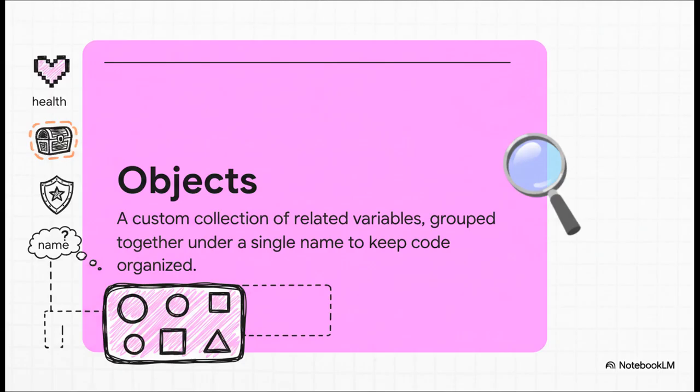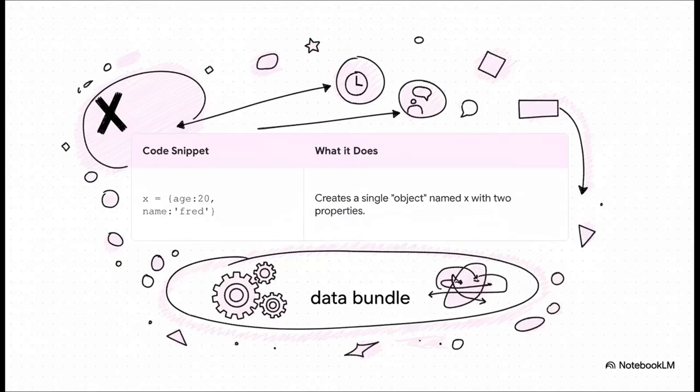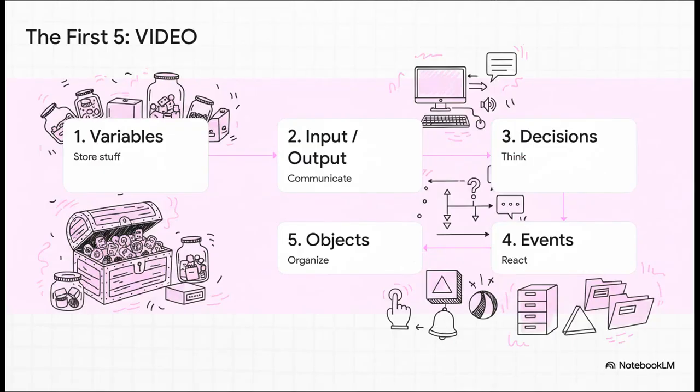An object just lets you bundle all that related information together into one single neat package. Just look at this example. Instead of our variable x holding just one thing, like a number, this x is a whole description. It has a property for age and a property for name. We've basically created a little bundle of data that describes a character named Fred. And there you have it.